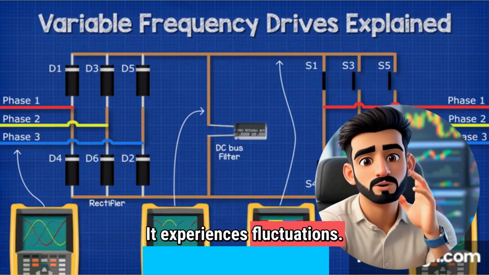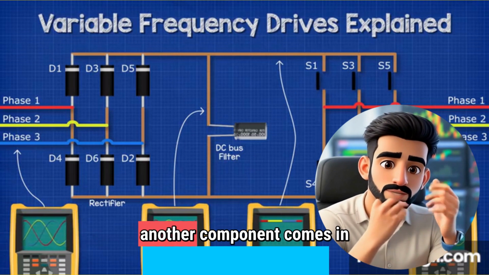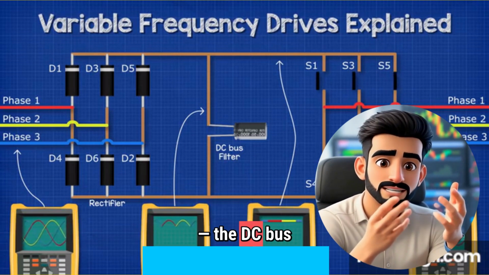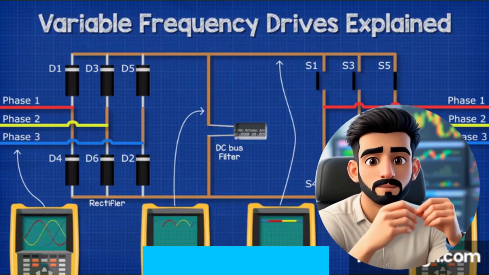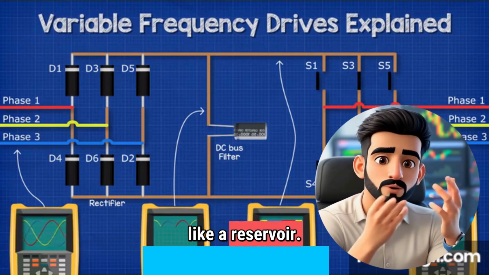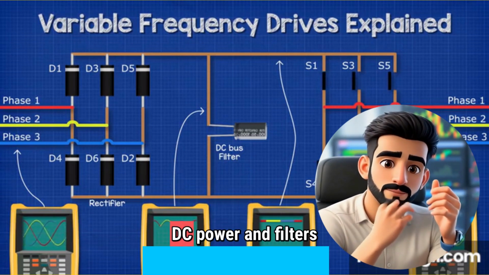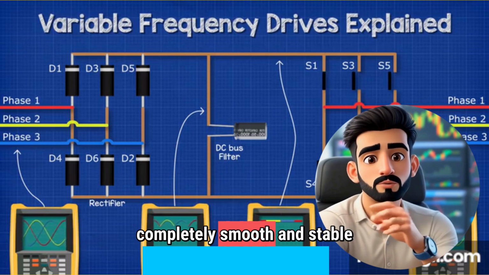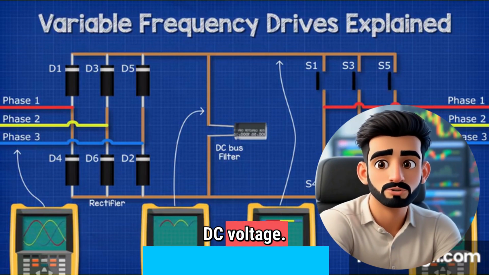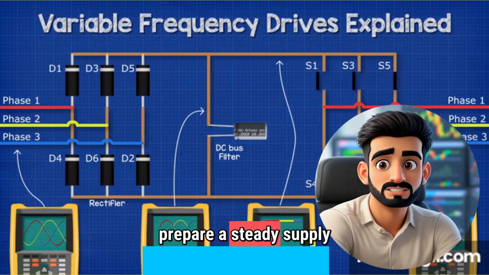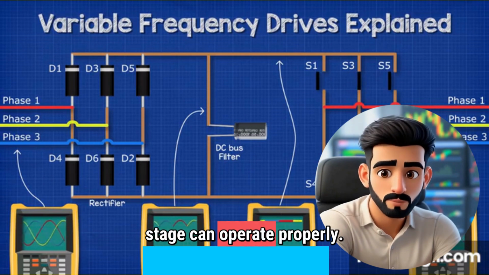Now this DC power that is generated is somewhat unstable. It experiences fluctuations. Here the role of another component comes in, the DC bus or DC link. The DC bus acts like a reservoir. It stores the rectified DC power and filters it to produce a completely smooth and stable DC voltage. Its job is to prepare a steady supply so that the next stage can operate properly.